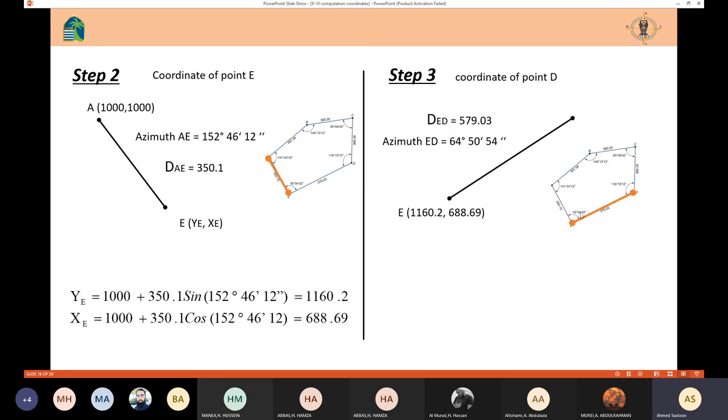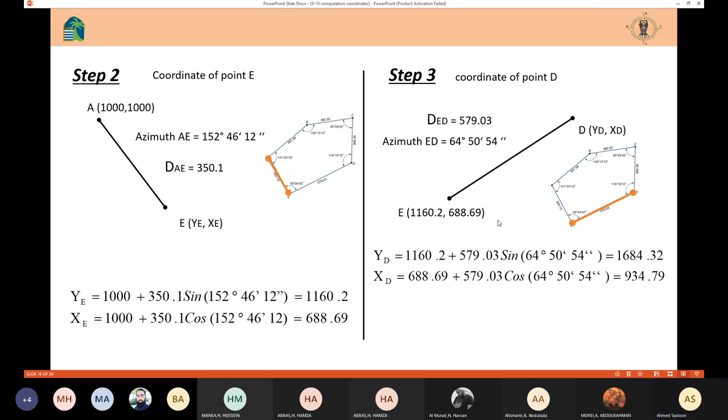So now we are gonna take this line ED, this one. The coordinate of the point E, we determined from the previous step, okay? The value of the distance from E to D is given, and we determined the value of the azimuth ED. So now we are in a position to determine the coordinate of the point D. We need to determine YD and XD. Again, the value of YD is going to be the value of YE, which is this one, plus the distance between them, the distance is here, times sine the azimuth, which is this angle. And here is the value of YD.